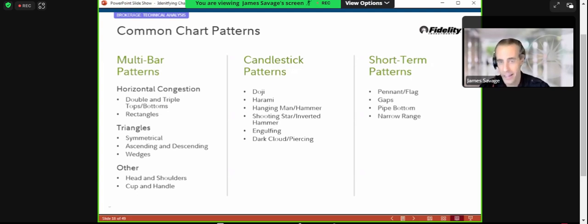We label it an intermediate because we imagine most folks would have at least gone through the common multi-bar patterns, the triangles, the tops, the bottoms, head and shoulders, for example, cup and handle. So these are going to be the patterns that are going to be discussed today. We're going to have 6 of some of the most common candlestick patterns. Now, there are far more patterns out there than these 6, but I think these are maybe good patterns to get started with.